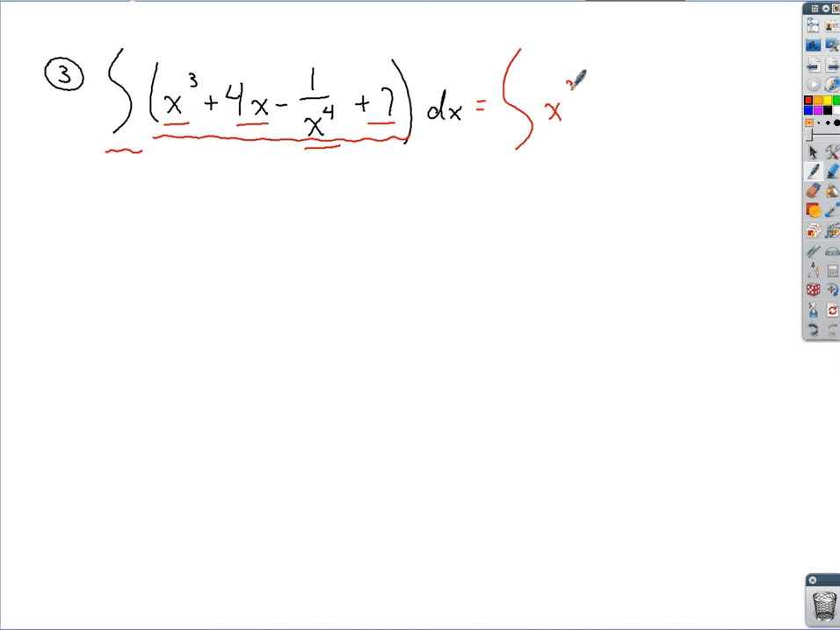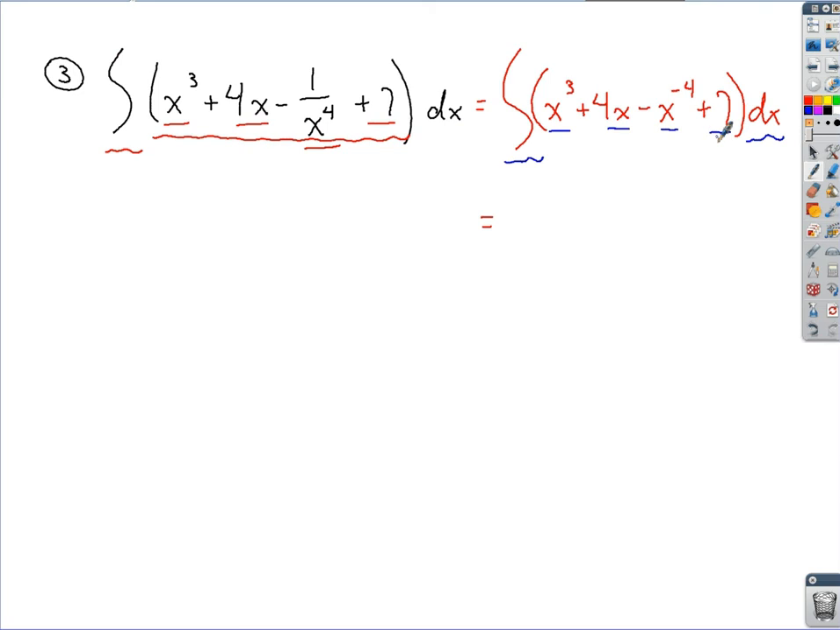So the x cubed is good, the plus 4x is good, but I'm going to rewrite this 1 over x to the fourth as x to the negative fourth, and the plus 7 as a constant. That's fine as well. So this is our expression that we're going to take the antiderivative of. As we take the antiderivative, our notation drops out. We simply go through term by term, applying our power rule.